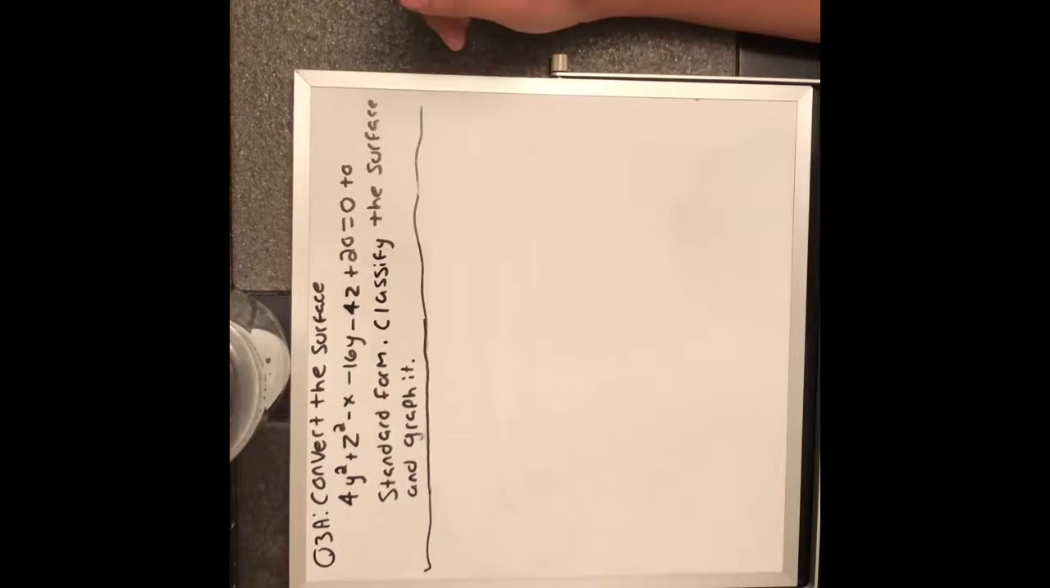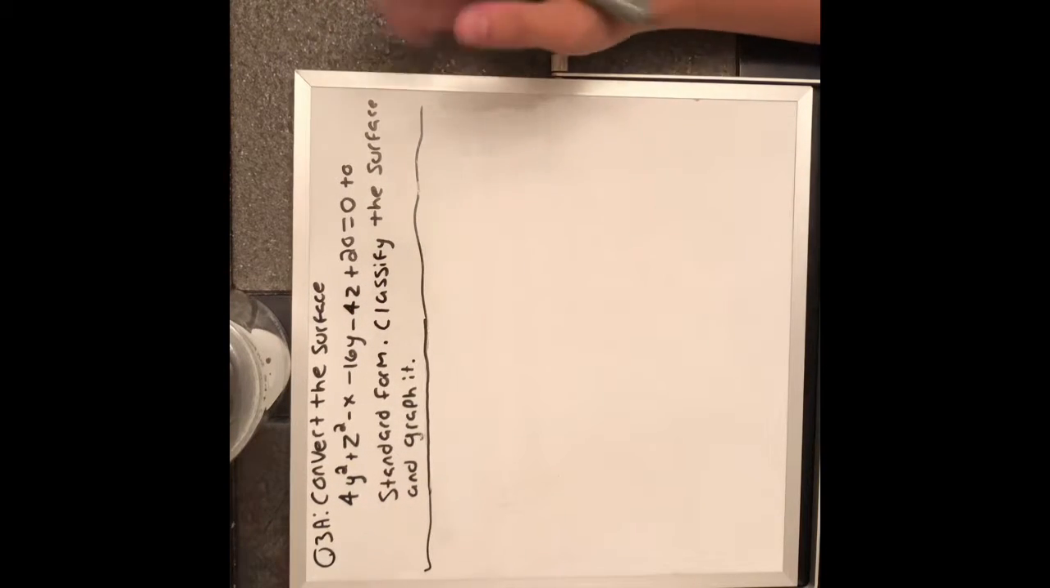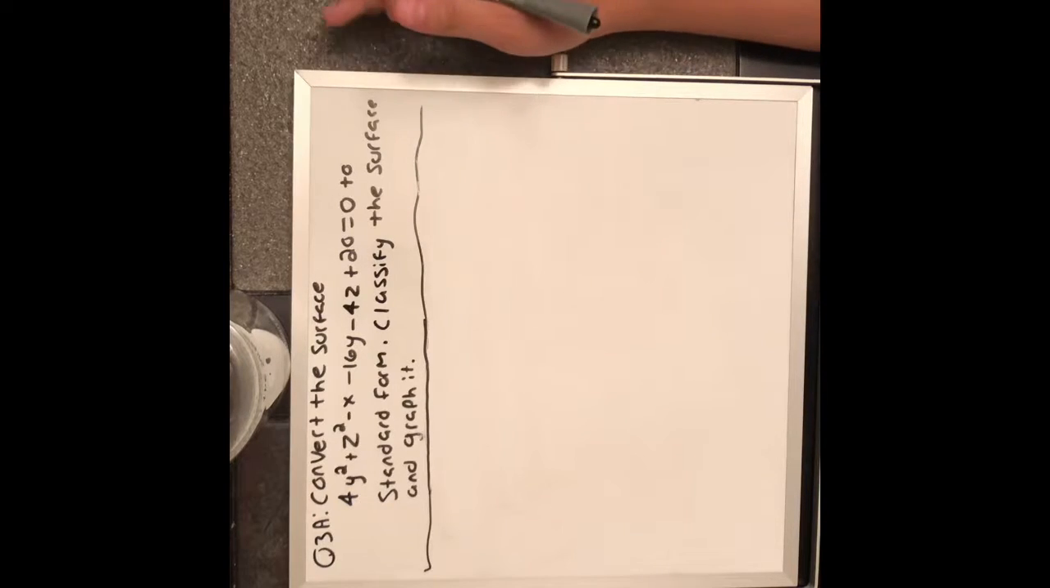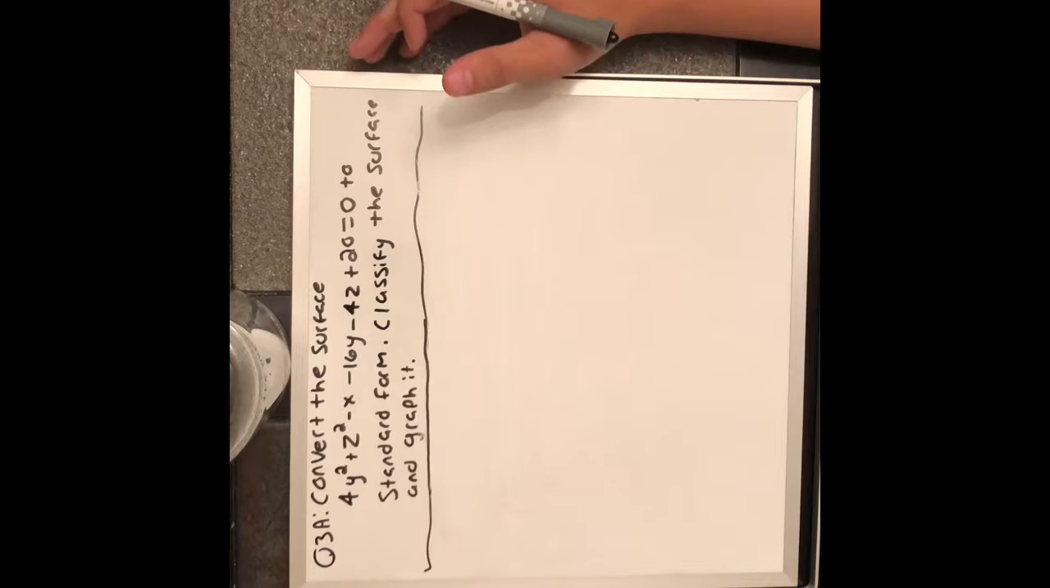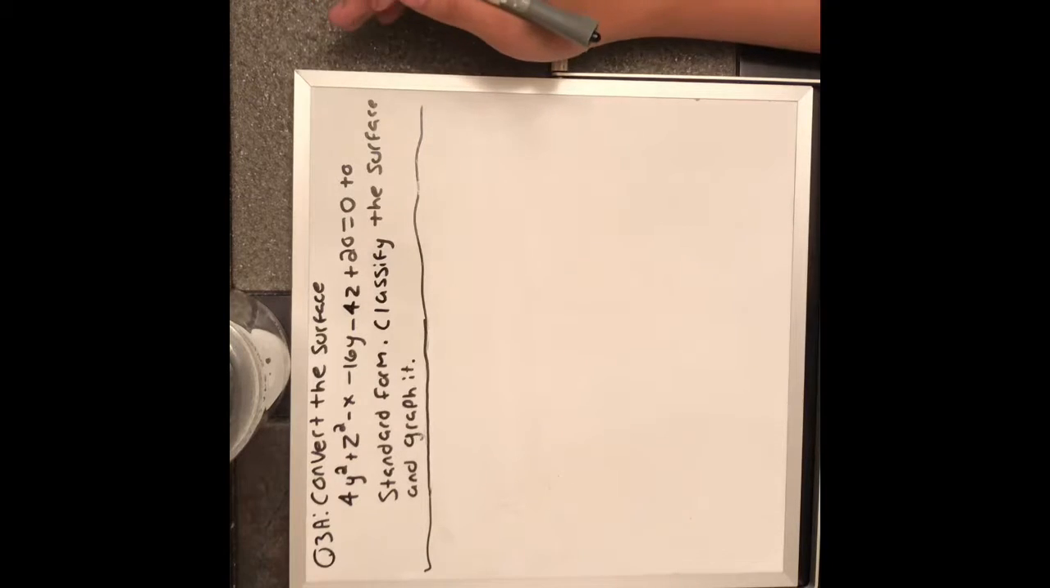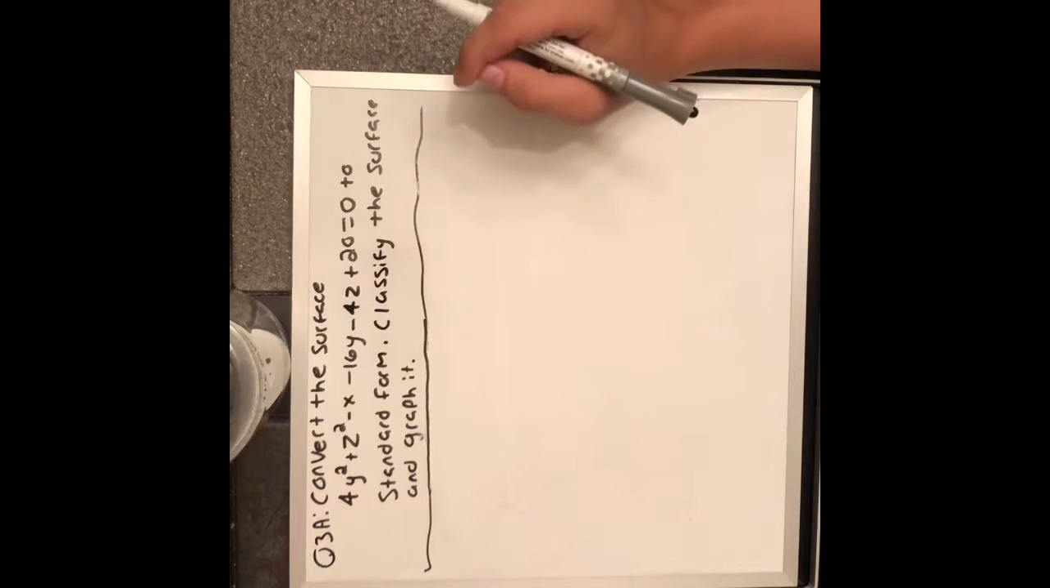Hello, I'm here today to help you with the following problem. Convert the surface 4y squared plus z squared minus x minus 16y minus 4z plus 20 is equal to 0 to standard form. Classify the surface and graph it.